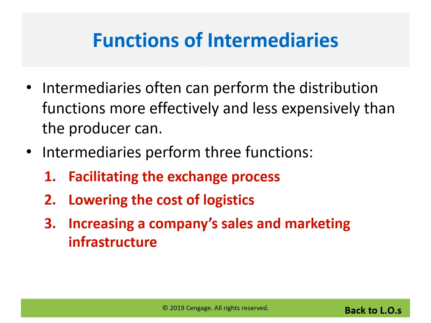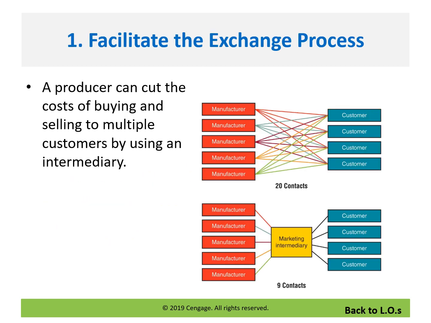Intermediaries often can perform the distribution functions more effectively and less expensively than the producer can. Intermediaries perform three functions, namely, first, facilitating the exchange process, second, lowering the cost of logistics, and third, increasing a company's sales and marketing infrastructure. First, the intermediary can facilitate the exchange process.